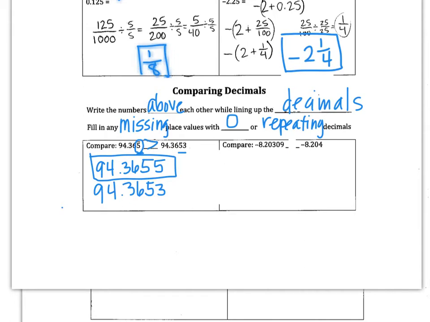And now we're going to compare these two quantities. So again, we're going to go ahead and write out what this would look like, number by number. So it's going to be a negative, remember to keep that on it, 8.203. This one is a negative 8.204.